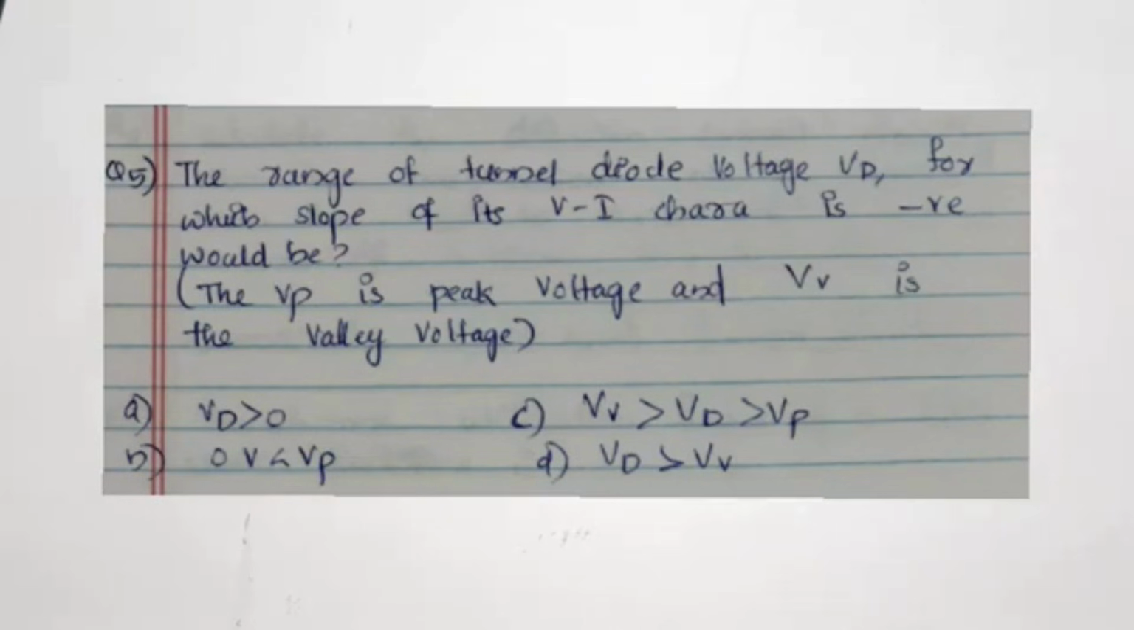So I'll read out the options. A, VD greater than 0. B, VD less than VP. C, VV greater than VD greater than VP. D, VD greater than VV.